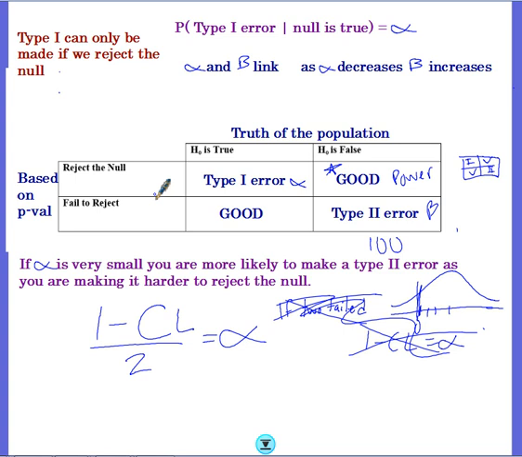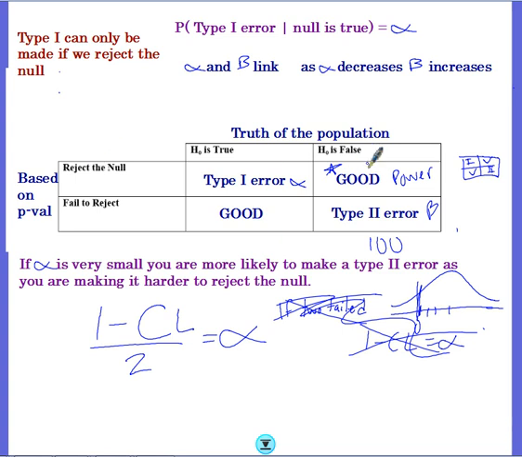This little chart here sums up everything that we can do with the null. If the null is true, we can reject it or fail to reject it. If the null is false, we can reject it or fail to reject it. If the null is true and we reject it, that's a type 1 error. If the null is true and we fail to reject it, that's a good thing. Typically, it's not what we're looking to do, but it's kind of a good thing.